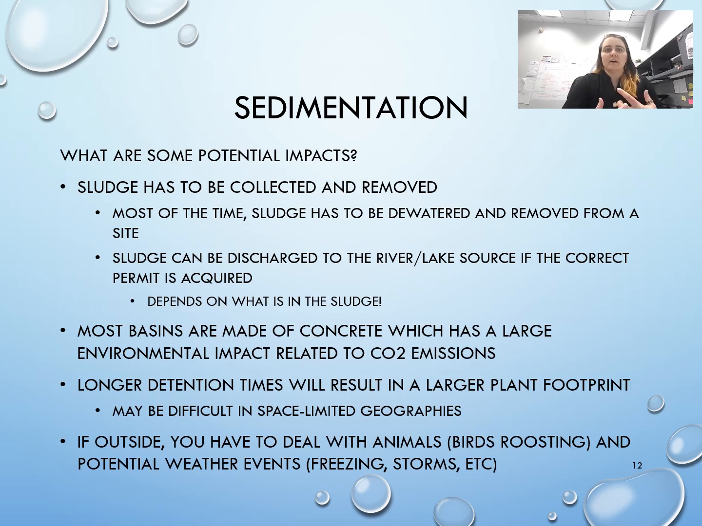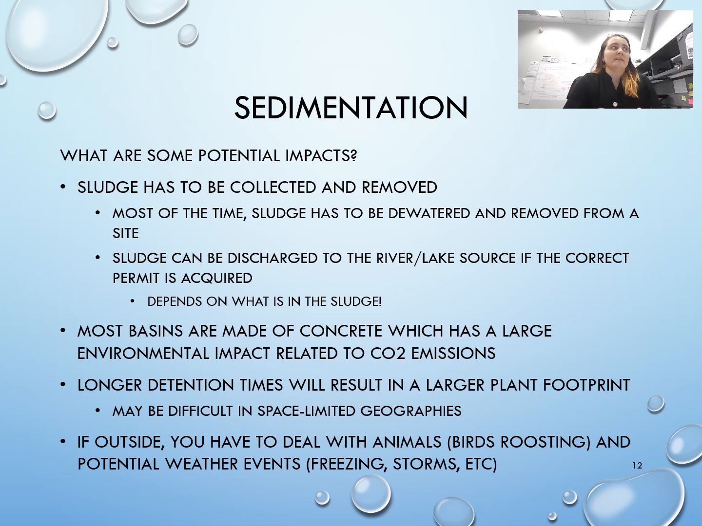And then finally, let's talk about some potential impacts of sedimentation. Sludge has to be collected and removed. Most of the time it has to be dewatered because it's going to be very heavy with water in it, and it's got to be removed from the site. Whether or not you can use that sludge for other purposes really depends on what's in that sludge. It could be discharged to the river or the lake if that's your source water, if the correct permit is acquired. So it really depends on what's in the sludge.